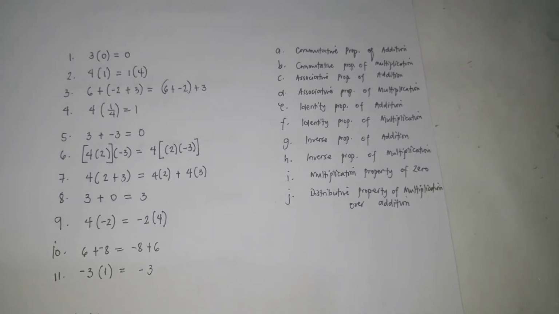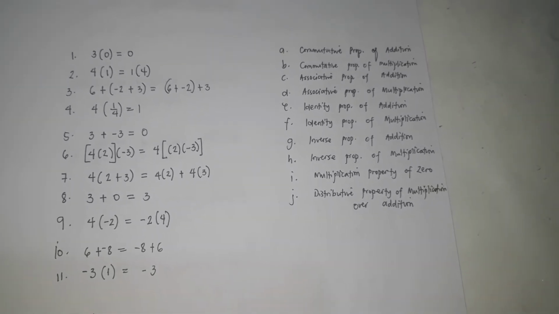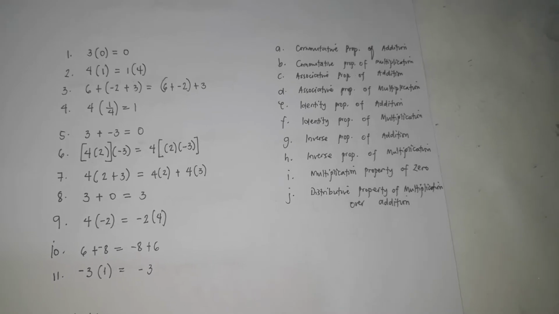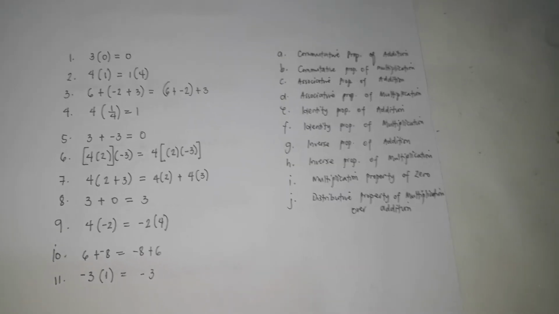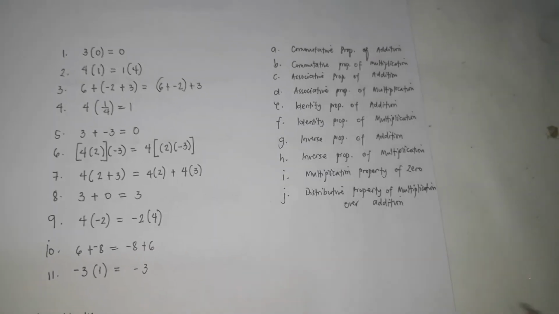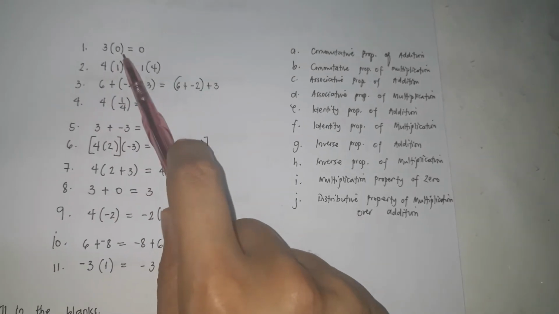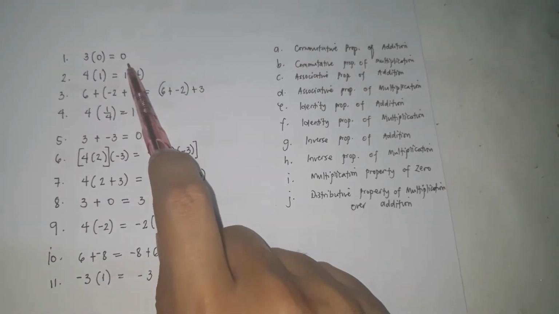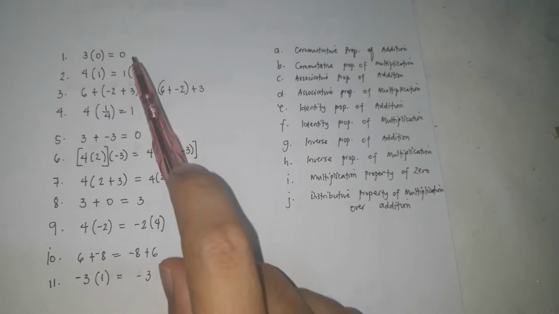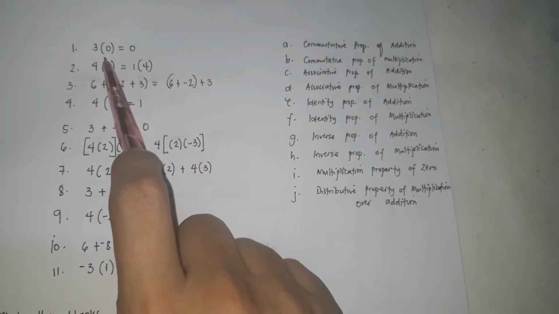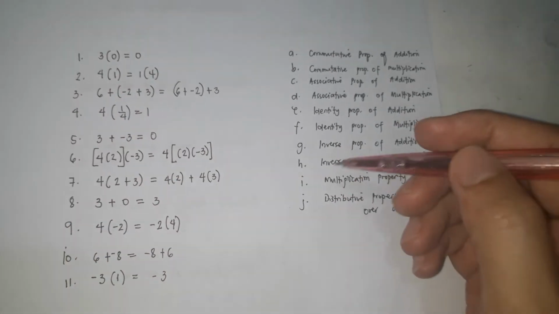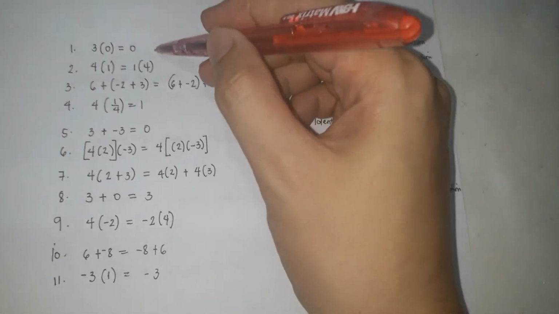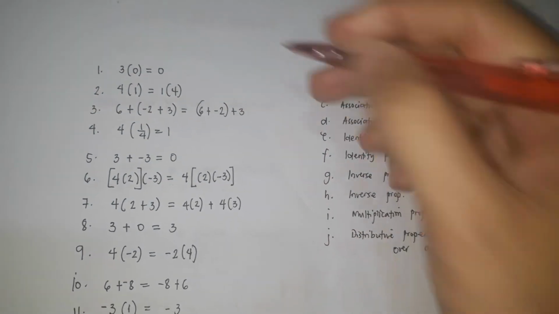Now we're going to identify the properties of operation that is used in the given. Number 1, 3 times 0 is equal to 0. So if a number is multiplied by 0, the answer is 0. This is easy because this is the multiplication property of 0. Kapag may number na i-times mo sa 0, the answer is 0. So it's this one, letter I.